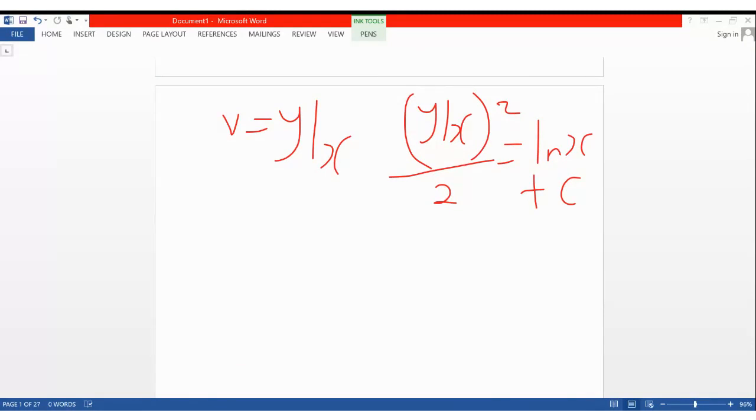Mwalimu, I have a question. You have a question? Okay, ask. My question is, I thought when we integrated v, we wrote plus C, and also when we integrated the other side, we also wrote plus C. So I think that the C will cancel.